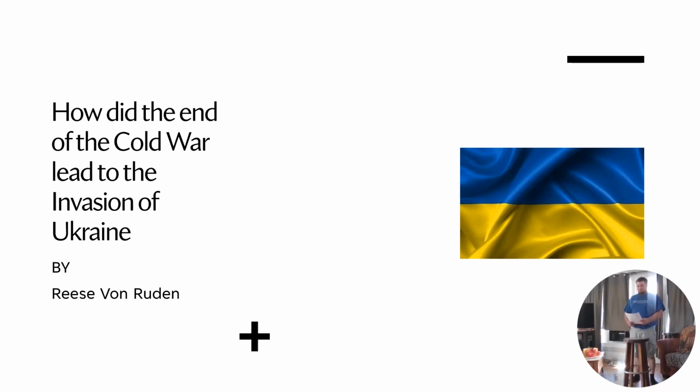The end of the Cold War and the invasion of Ukraine. To understand what is going on in Ukraine today, we must understand what happened in Ukraine yesterday. In this speech, I will explain how the end of the Cold War led to the invasion of Ukraine. Having had interest in the ongoing war there and analyzing it, the way to understand why this is going on is to look back at what led to this.